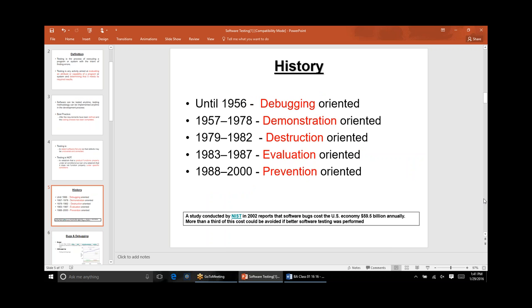These are some of the terminologies which have been used: debugging, demonstration of the software, destruction of the software, evaluation of the software, and prevention of problems.